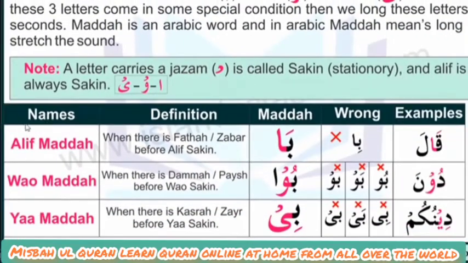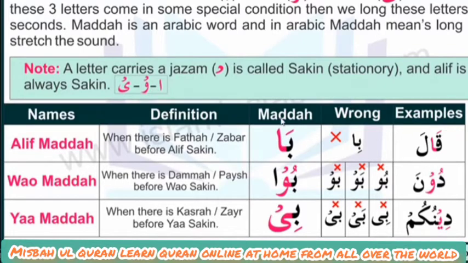So now you can see the names of Maddah here. As we read, there are three Maddah letters. The first is Alif Maddah. What is Alif Maddah? That is the question. The definition of Alif Maddah is when there is Fatha or Zabar, both names are the same, before Alif Sakin, right?